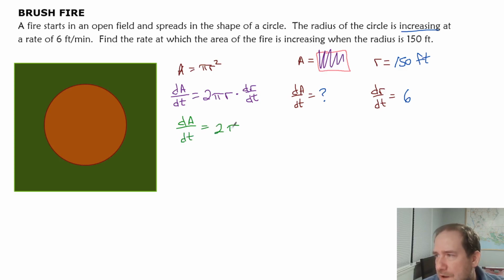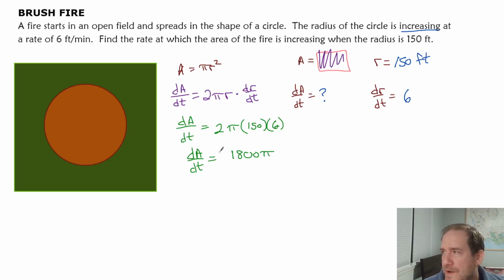And 2 is 2 and pi is pi. But at the moment we're examining, the radius is 150. I can substitute that in. And at the moment we are examining, the radius is changing at a rate of 6 feet per minute, so that's a 6. So apparently dA/dt is nothing more than, let's see, 2 150s are 300, so times 6 is 1800 times pi.